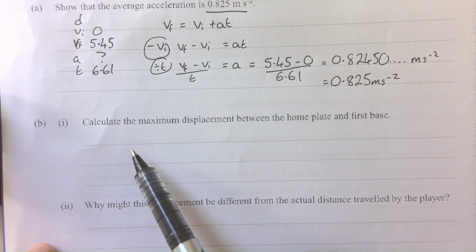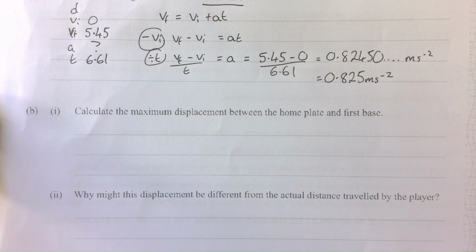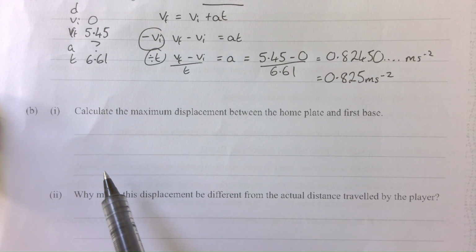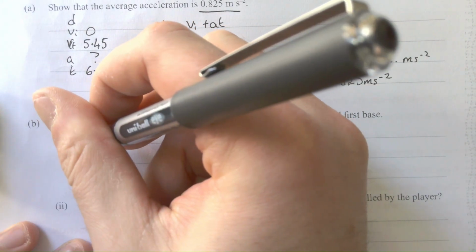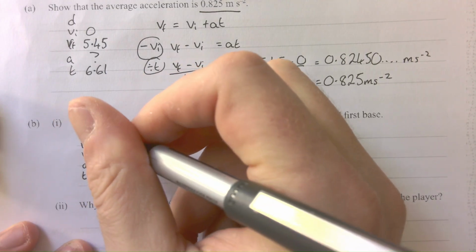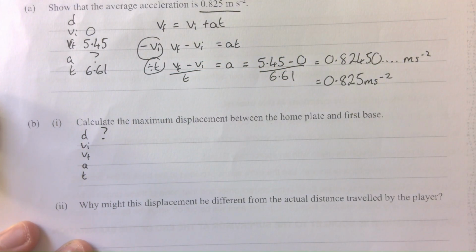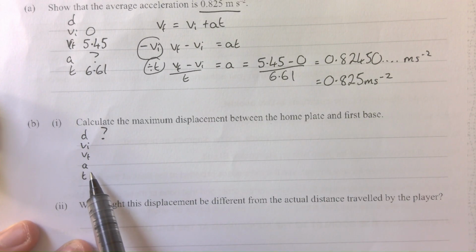For part B, we are asked to calculate the maximum displacement between home plate and first base, and then part 2, explain why this displacement may be different from the actual distance travelled by the player. So again, we're going to work out the displacement between home plate and first base. I'm going to write down my 5 letters, D, Vi, Vf, A, and T, as before, but this time I'm trying to find displacement.